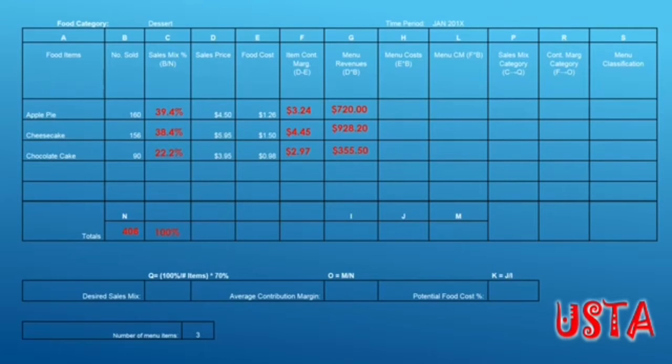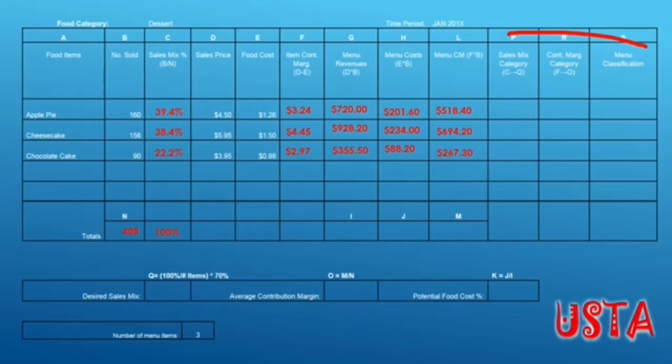E, which is $1.26 here, multiplied by 160 is going to give us $201.60. In each category, $234 for each menu item, and $88.20. Now we can figure out the contribution margin, F, right, in here, multiplied by how many we sold over here, is going to give us $518.40 for our apple pie, $694.20 for cheesecake, and only $267.30.